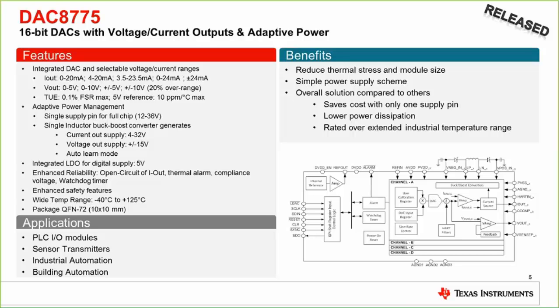So for the current outputs, we're going to move around this high side supply voltage, or perhaps a negative side supply voltage in the case of plus or minus 24 milliamps. But for the voltage outputs, we can simultaneously generate a positive and negative 15 volt supply, for example, to support the plus or minus 12 volt output span.